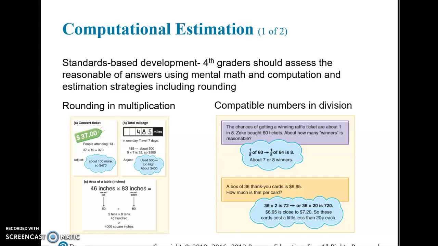A concert ticket is $37. There are 13 people attending, so we're going to round that to 10 to make it 370. Since there's 3 more, and it's around 37 to 40, there's about $100 more they could get, so roughly 470.